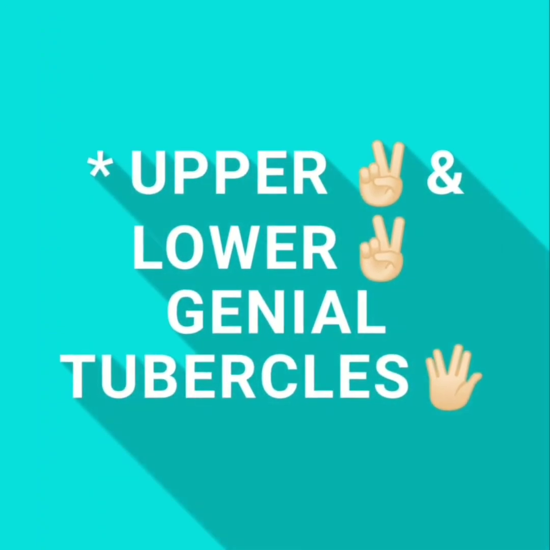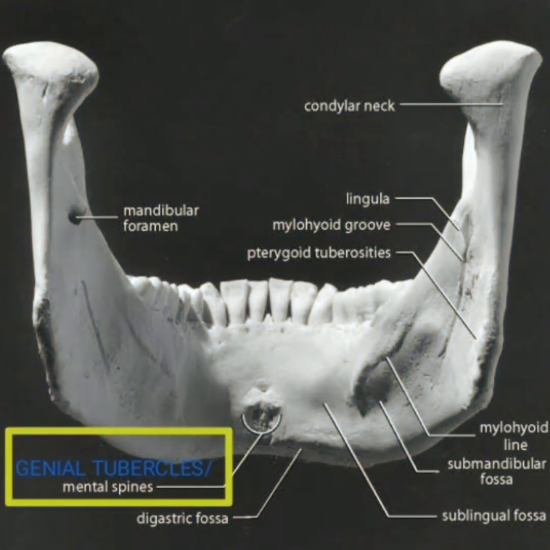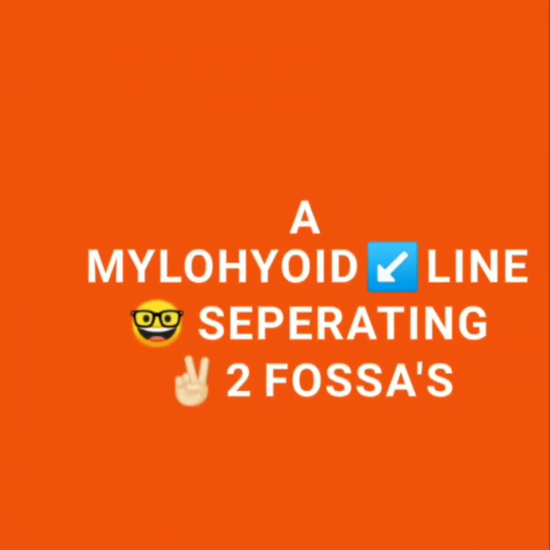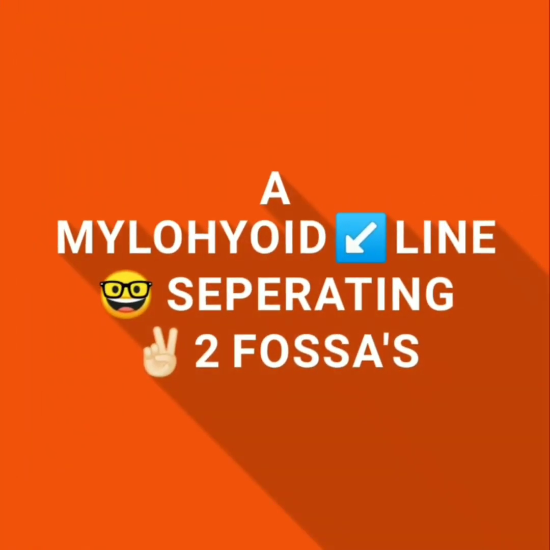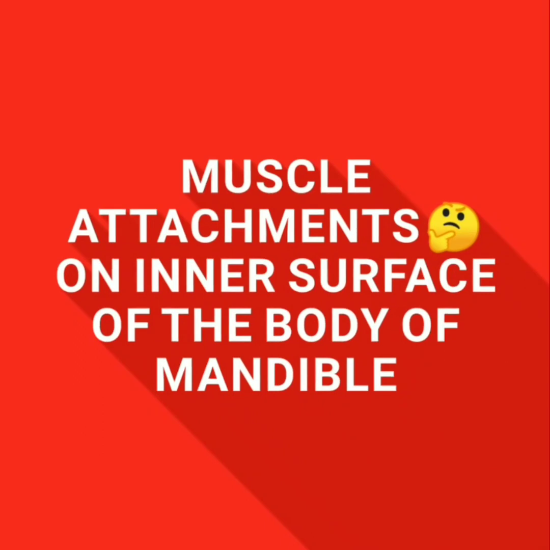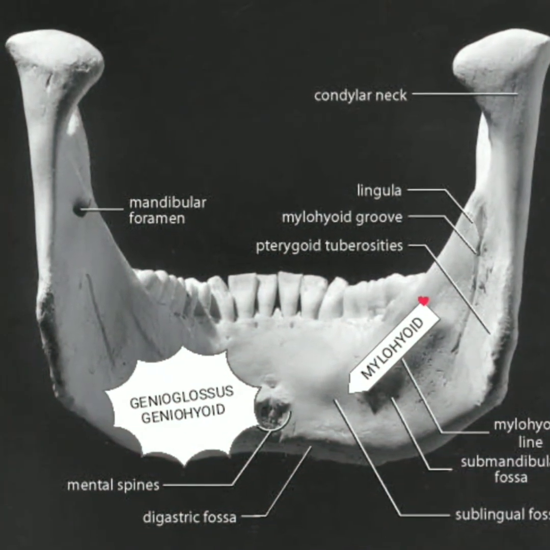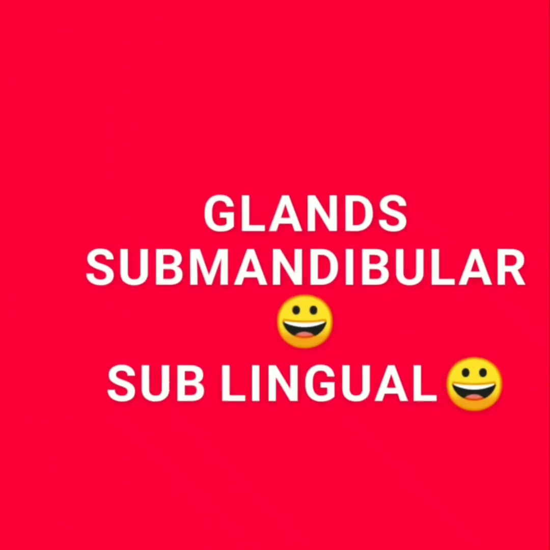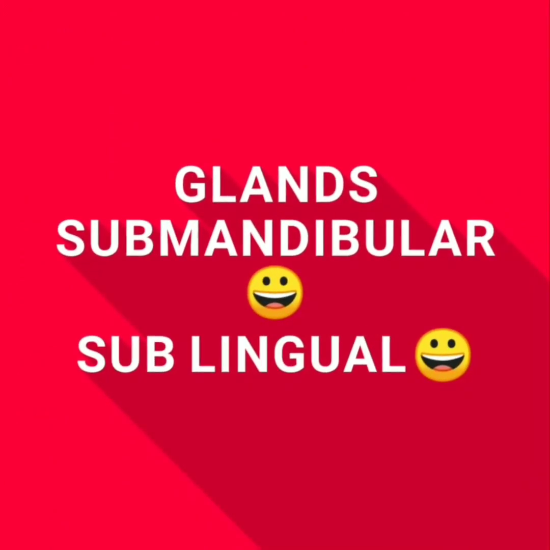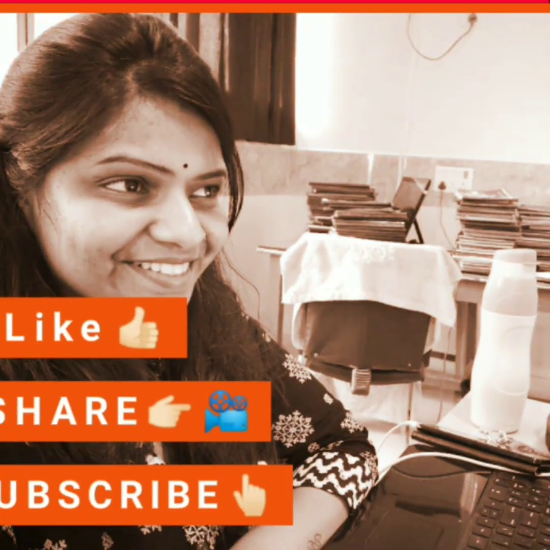Inner surface of the body presents four projections called genial tubercles or mental spines, arranged two above and two below, and a mylohyoid line separating two fossas: antero-superiorly the sublingual and postero-inferiorly the submandibular fossa. Genioglossus originates from the upper genial tubercles, while geniohyoid from the lower ones. Mylohyoid muscle is attached to the mylohyoid line. Glands located are submandibular and sublingual in their respective fossas.